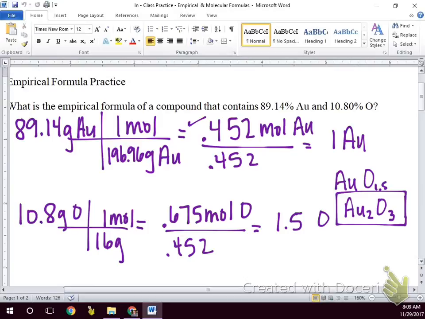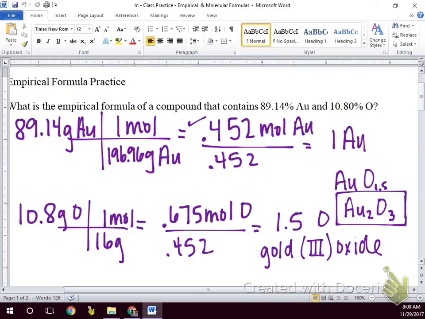Okay, Au2O3. Can we name that molecule real quick? Why don't you grab out your periodic table of ions just for some extra practice. Gold what? 3. Gold(III) oxide. Good. So not just gold oxide, but gold(III) oxide. Good. Very good, very good. Any questions?